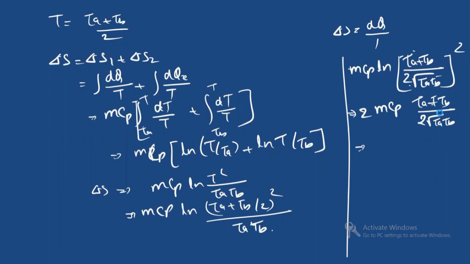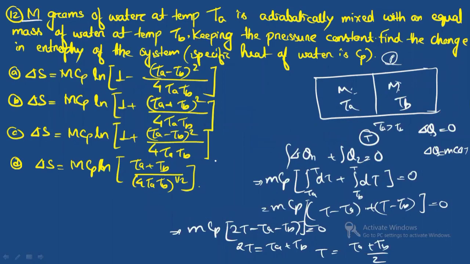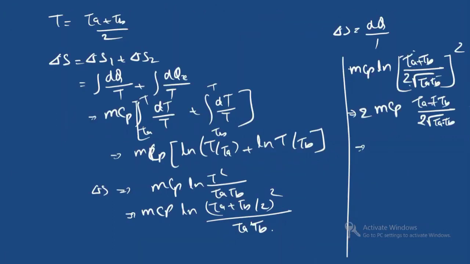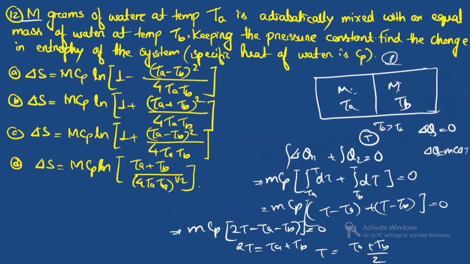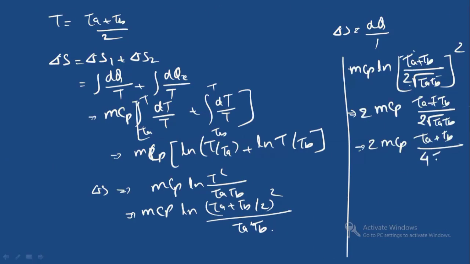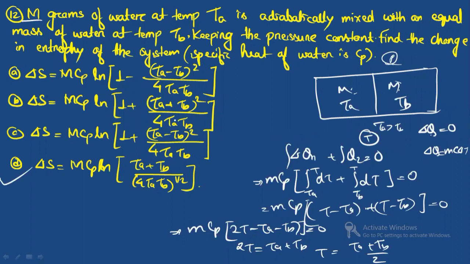Now, if you see the options here, do you have anything like that? No, you are not having any term in that way. But if you see this term, it will be 2 root over TaTb, right? So you can write this term as mCp ln of Ta plus Tb, writing as it is, over 4 TaTb to the power 1 by 2, so it will ultimately equal 2. So this is approximately equal to the last option, because no other option is resembling.